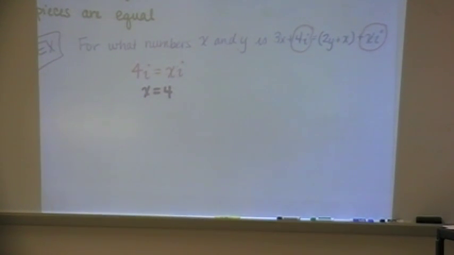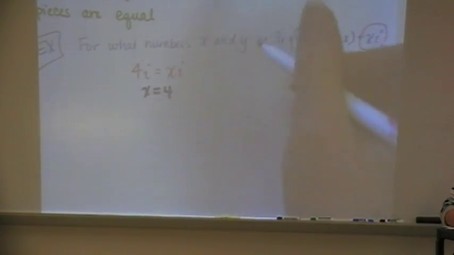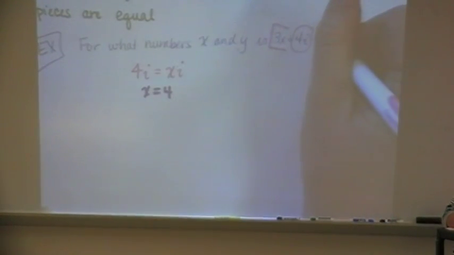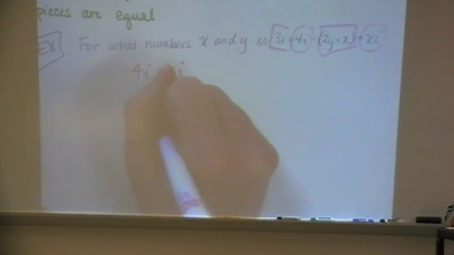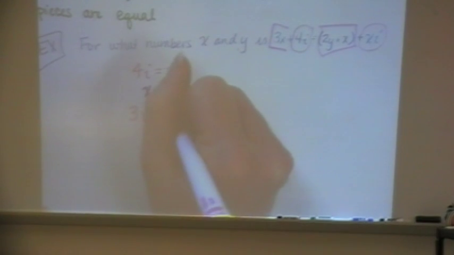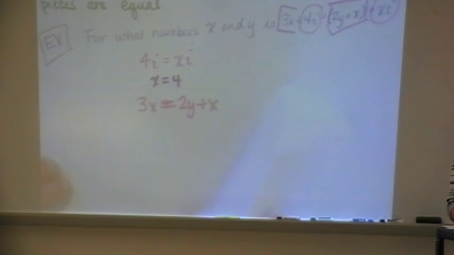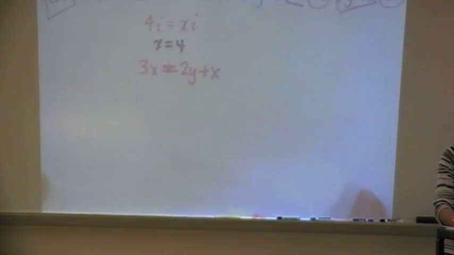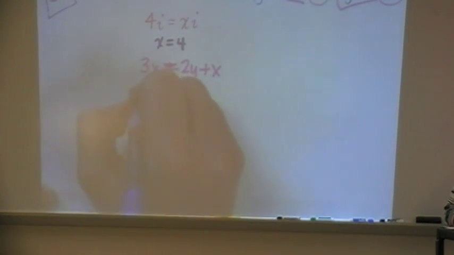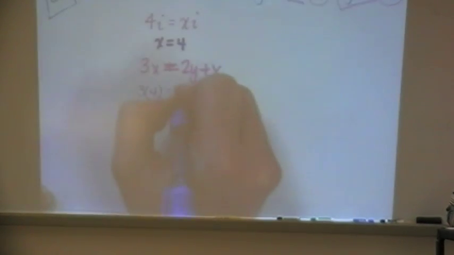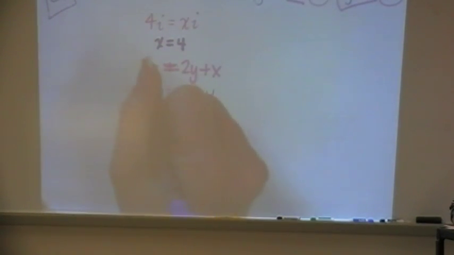Okay, all of what was left has to be the real stuff, because if those were the imaginary pieces, that means everything else has to be real. So I have 3x equals 2y plus x. Well, I already know what x is. I figured that out already. x is 4. So I can plug that in. So 3 times 4 equals 2y plus 4. And just solve it, and I'll figure out what y is.